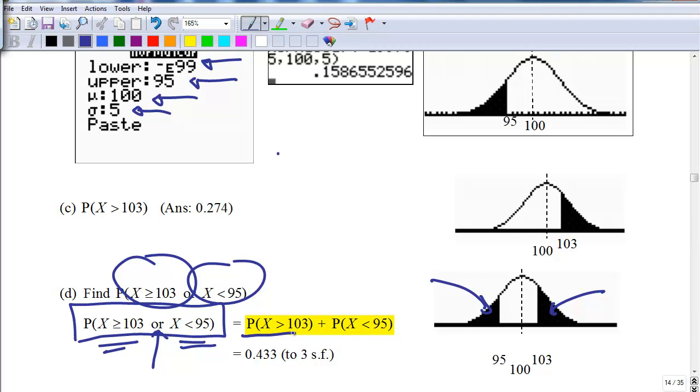So I can break up the single probability on the left into two different probabilities on the right, and then look at this and look at this. These are two CDFs that I can key in individually on my GC to get the answer. Try this out on your own. It shouldn't be too difficult.